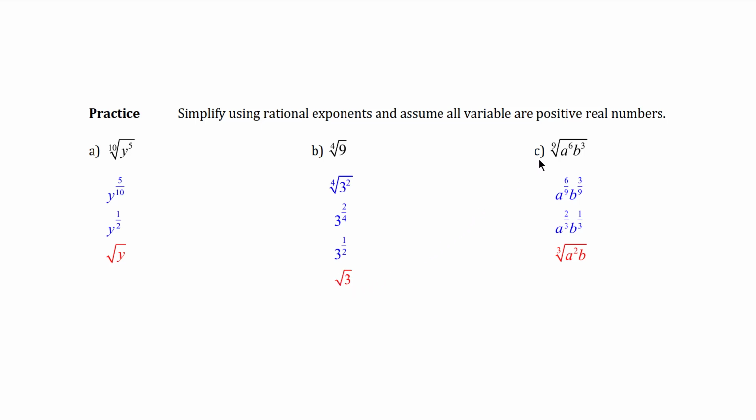For part C, we could rewrite this as a to the 6 over 9 power times b to the 3 over 9 power. Next, we reduce the exponents. 6 over 9 is 2/3. 3 over 9 is 1/3. So we get a to the 2/3 power, b to the 1/3 power. Rewriting our answer in radical notation, we get the cube root of a squared b.